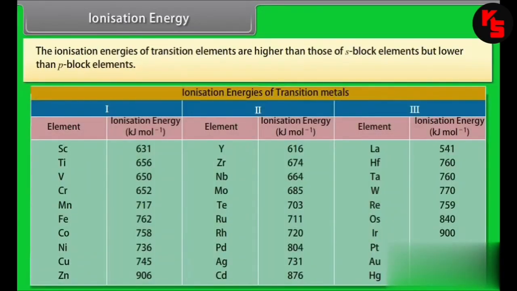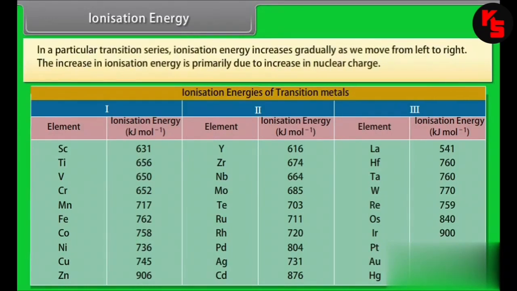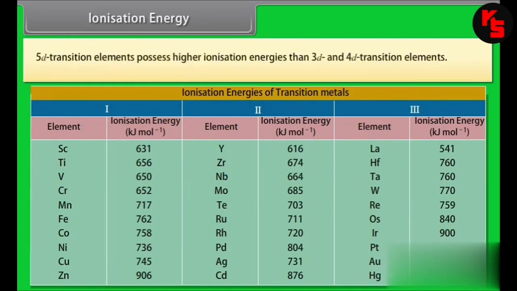Ionization energy. The ionization energies of transition elements are higher than those of s block elements but lower than p block elements. In a particular transition series, ionization energy increases gradually as we move from left to right. The increase in ionization energy is primarily due to increase in nuclear charge. 5d transition elements possess higher ionization energies than 3d and 4d transition elements. This is due to the greater effective nuclear charge in these elements because of the ineffective shielding of the nucleus by 4f electrons.